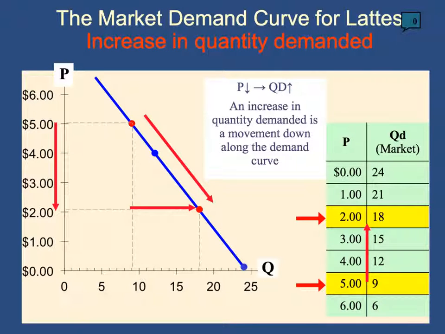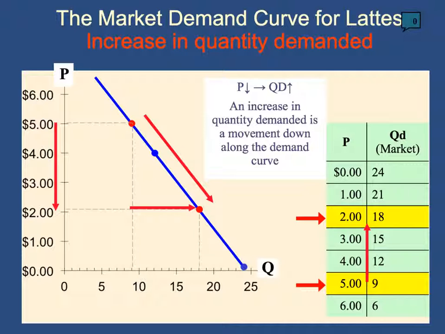The demand curve is just a graphic representation of the demand schedule. As we can see here, the demand curve is made of points, and those points are determined by the demand schedule. For example, at a price of $2, the market is going to demand 18 units. That's exactly what we have here. At a price of $2, the market is going to demand 18 units. And when the price is $5, the market is going to demand 9 units. So at 5, we have 9.